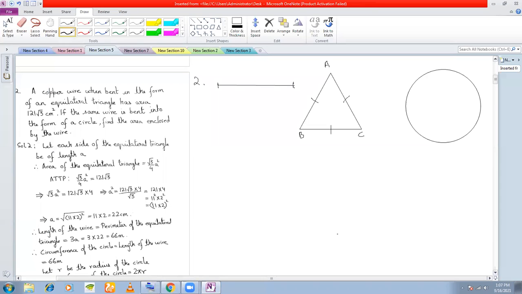So this wire, first of all, is bent in the form of an equilateral triangle whose area is given to be 121 root 3 centimeters square. This is the area of this triangle. Okay. So if A be the sides of this triangle, what is the area of triangle ABC? It is equal to root 3 by 4 A square.